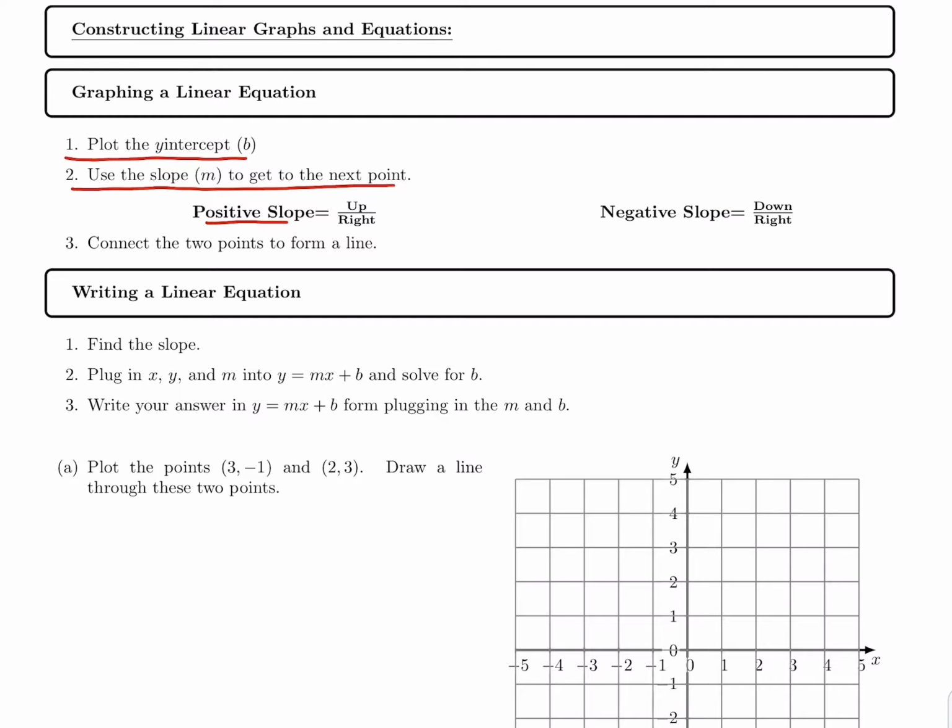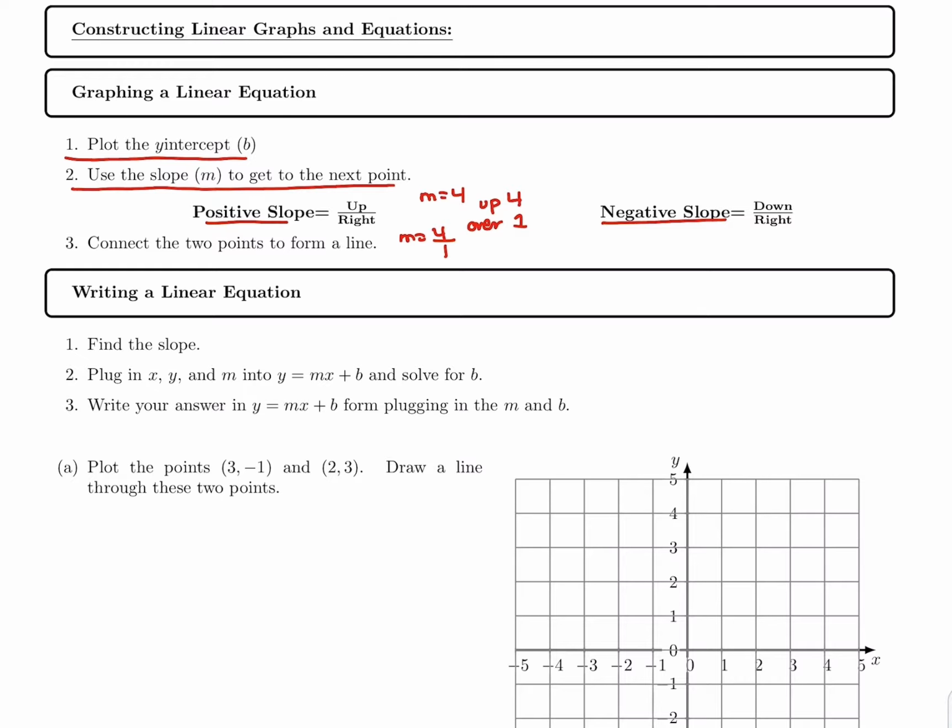So a positive slope means you're going to go up the number on the slope. So if your slope is 4, you would go up 4 over 1, because 4 can be written as 4 divided by 1. So it tells you how many up and how many over. If you have a negative slope, that's how many you should go down and then over to the right. We always read left to right, so we're going to be moving to the right.